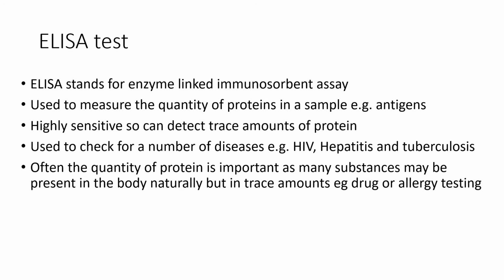Second part of this presentation is looking at what's called an ELISA test. An ELISA test is a very, very sensitive test that lets us detect trace amounts of protein. And we use it to check for a number of diseases, including HIV, but we can also use it for a number of other purposes as well, for example, drug testing and so forth.